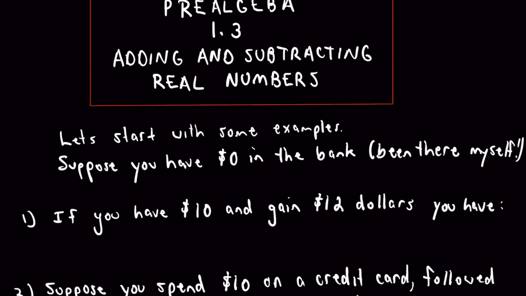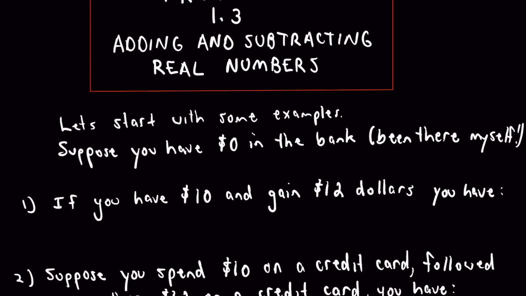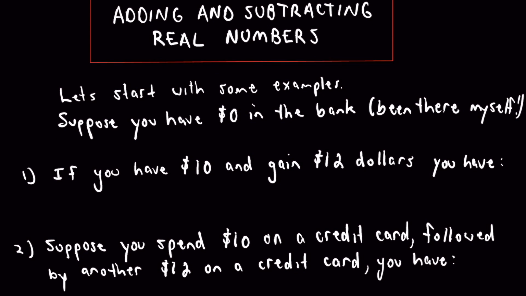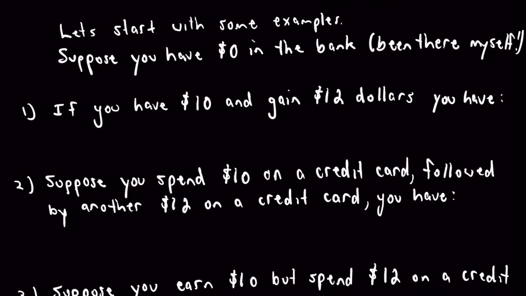Okay, so this is going to be section 1.3 of my PreAlgebra series, and here we're going to talk about adding and subtracting real numbers. So to do this, I'm just going to jump into some examples, hopefully try to put it in a real-life situation. And again, this is sort of the basics you need to move forward into more PreAlgebra and algebra. So just the arithmetic, just making sure that we're ready for this.